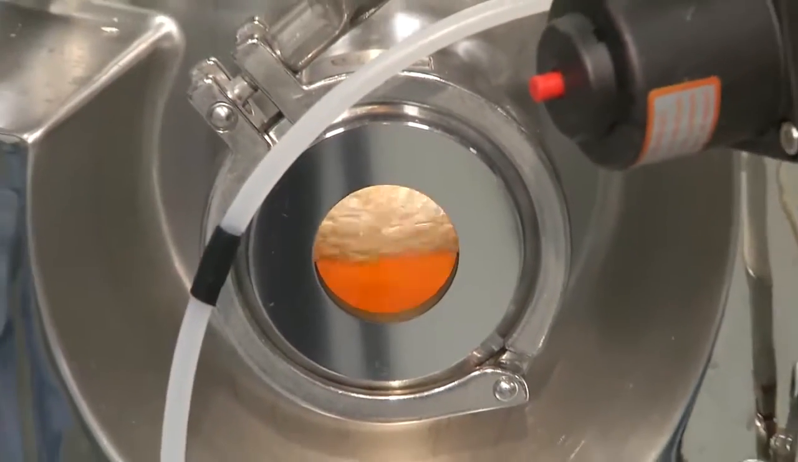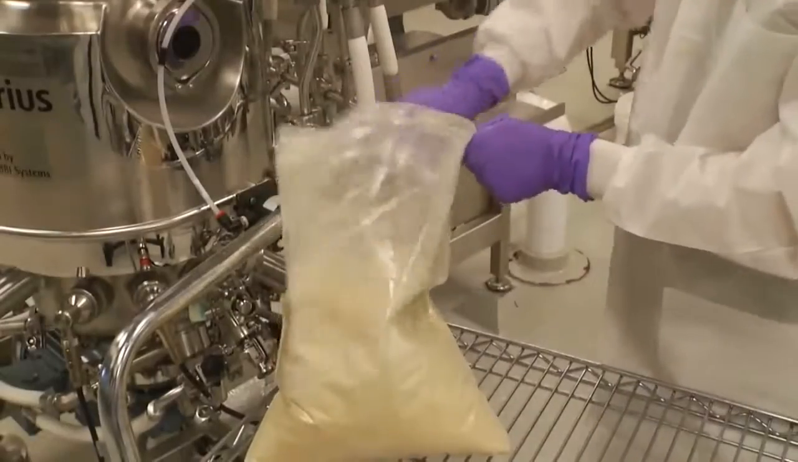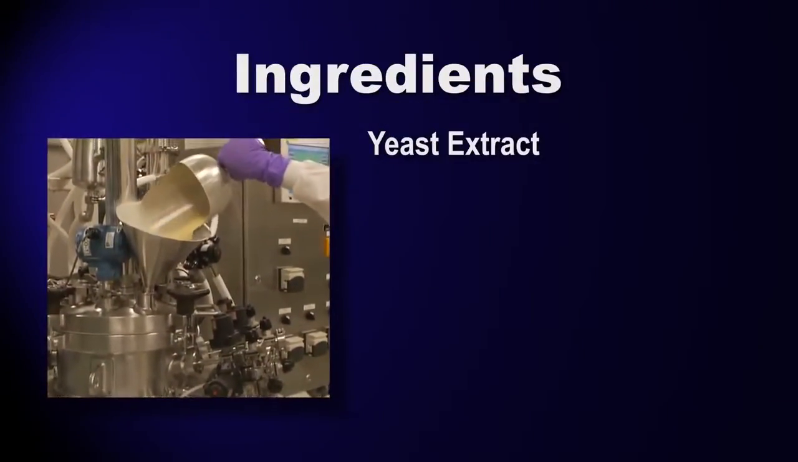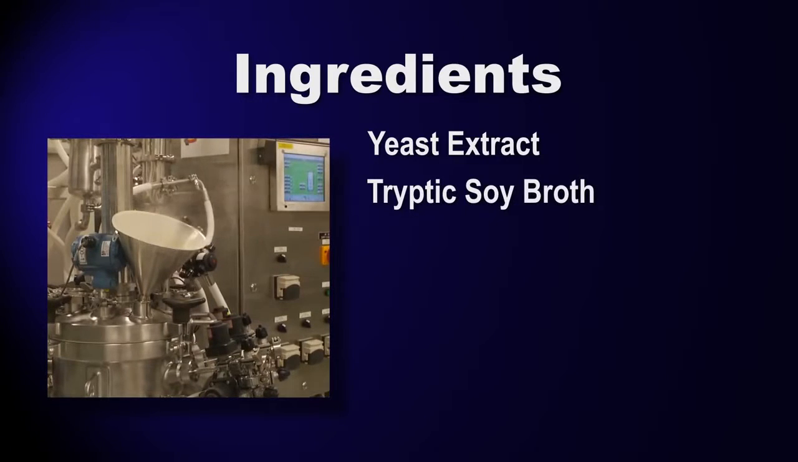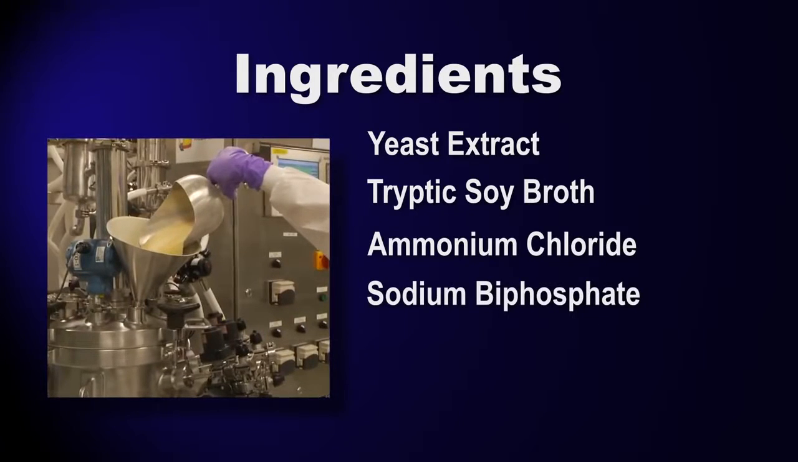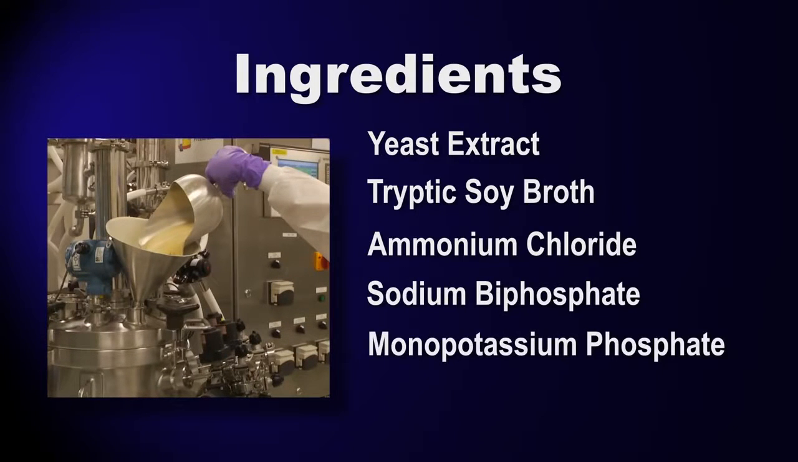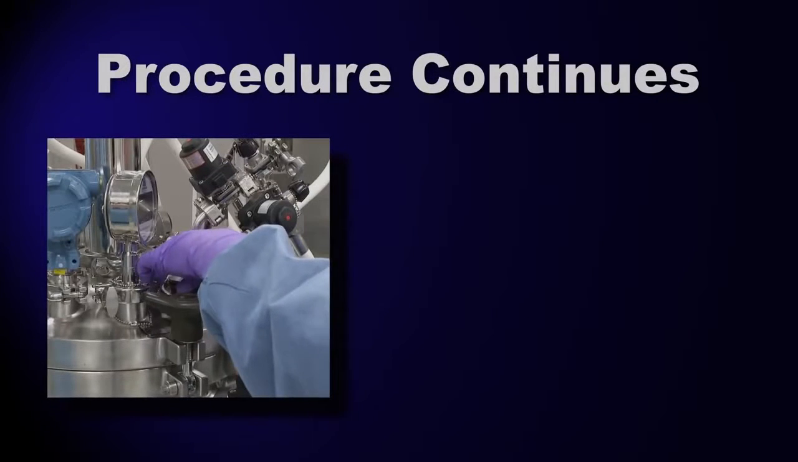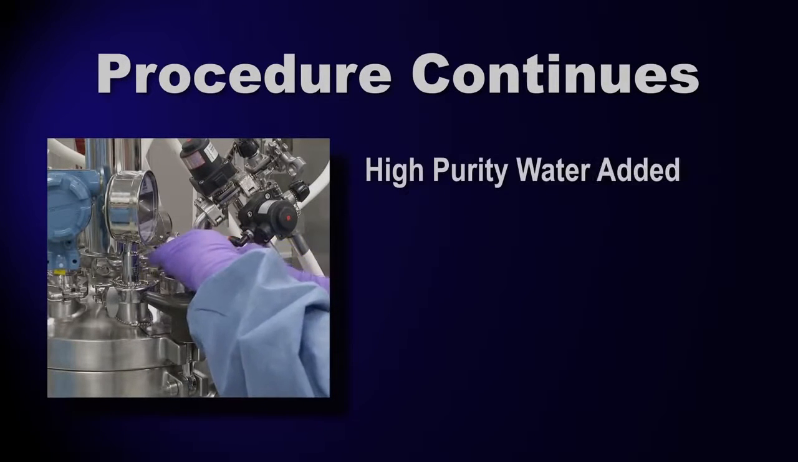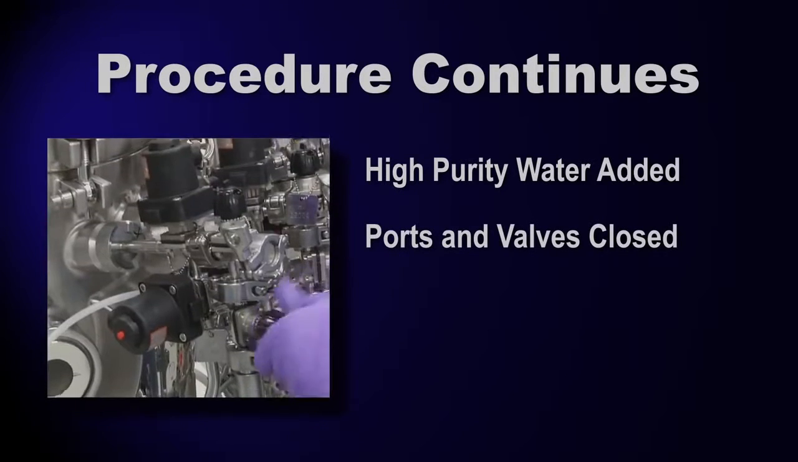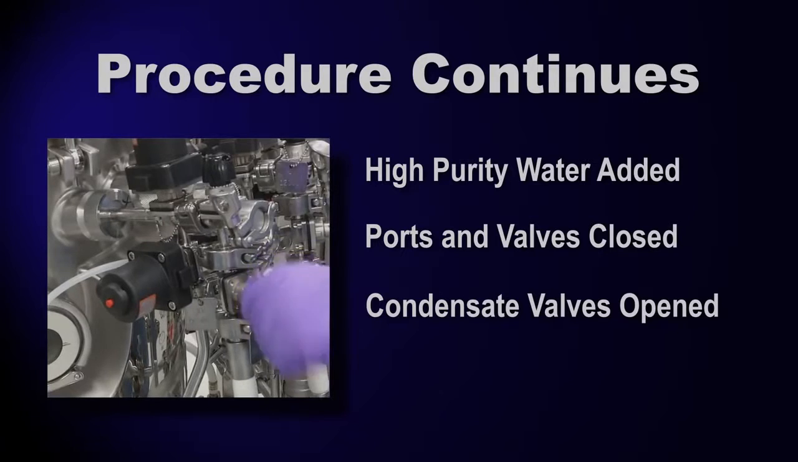The agitator is turned on, and the ingredients are added. Yeast extract, tryptic soy broth, ammonium chloride, sodium biphosphate, monopotassium phosphate, and an anti-foam compound. Once all the initial ingredients are in, another 10 kilograms of high-purity water is added. All ports and valves are closed. All condensate valves are opened.